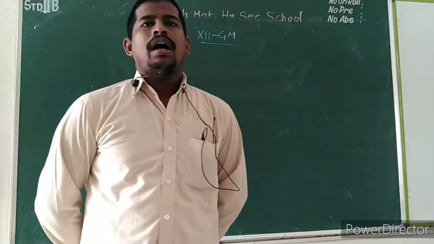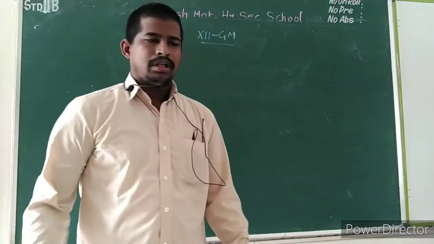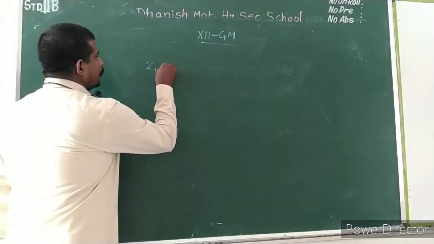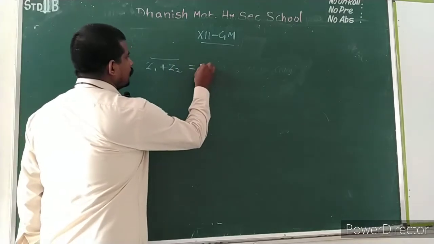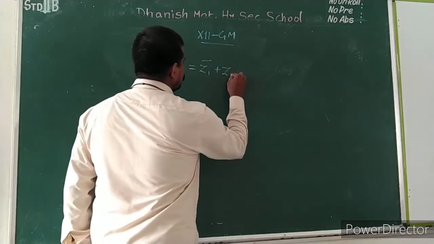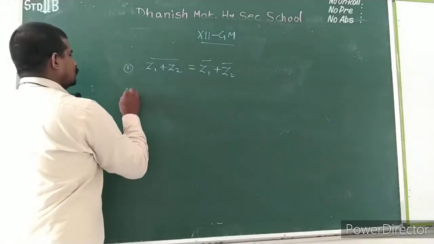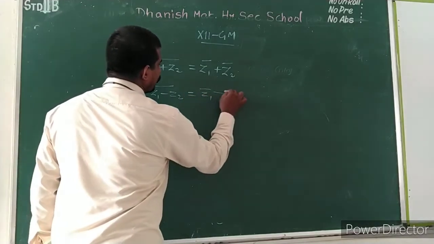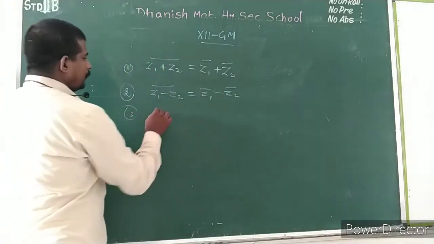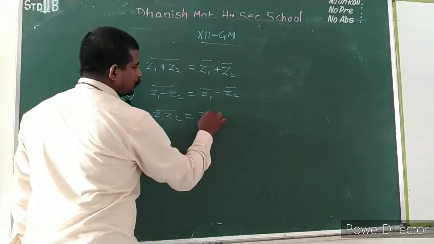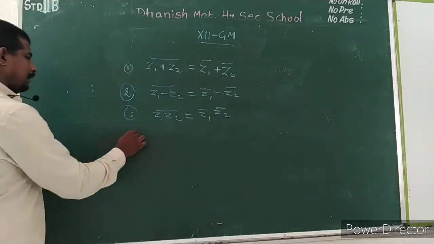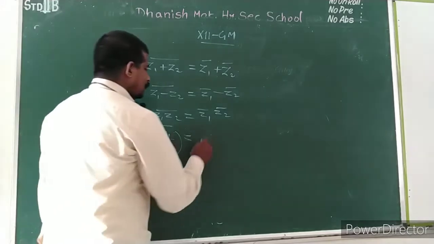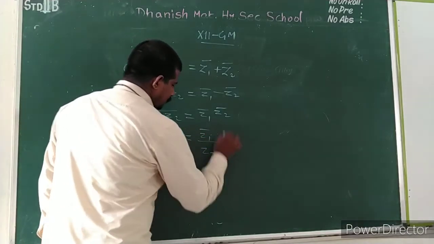Conjugate of a complex number, and we learn some problems based on that. Let us recall some of the properties. (z1 + z2) bar equals z1 bar plus z2 bar. One more, (z1 minus z2) whole bar equals z1 bar minus z2 bar. Third one, (z1 z2) whole bar equals z1 bar z2 bar. Then the fourth one, (z1 by z2) whole bar equals z1 bar by z2 bar.